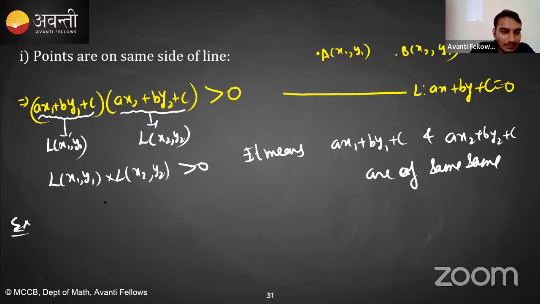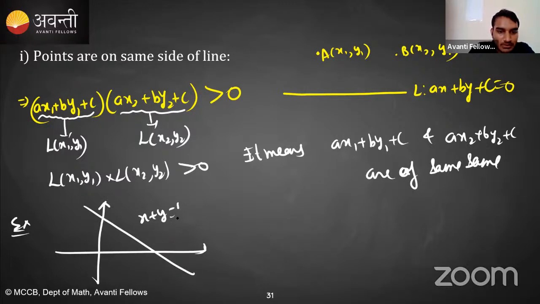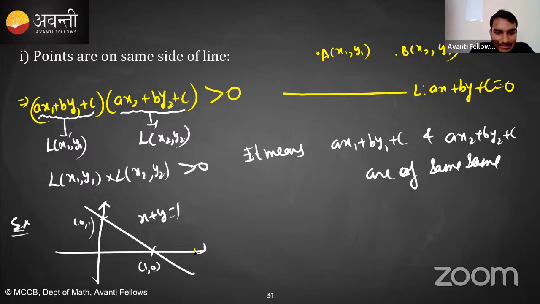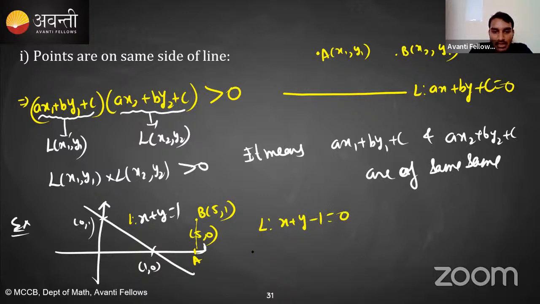Let me explain using an example. Let's do a small example. Suppose this is the line x + y = 1. This is the line x + y = 1. Everyone knows this is (1, 0) and this is (0, 1). Clear? Okay. Let's say this is point A (5, 0). B point is, let's say, (5, 1). With respect to this line, A and B are on the same side. If I ask you what is L, L is nothing but x + y - 1 = 0.